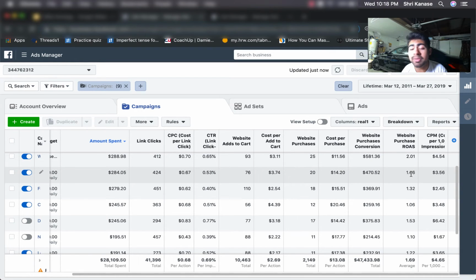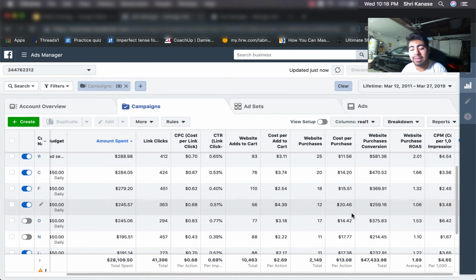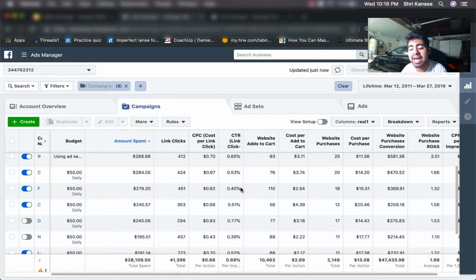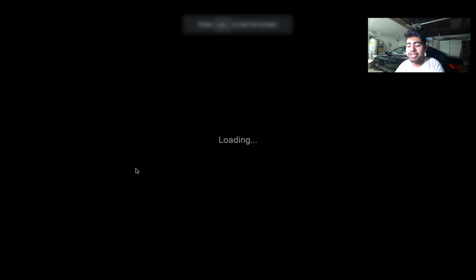It, I believe, dropped from a 3 to about a 1.6. So at that point, you just want to stop the individual ad sets within each CBO. But this is generally how the CBO looks and works. Let's go back to our slide so I can keep on going with the presentation.